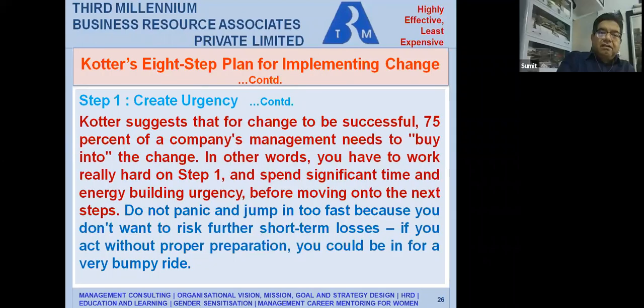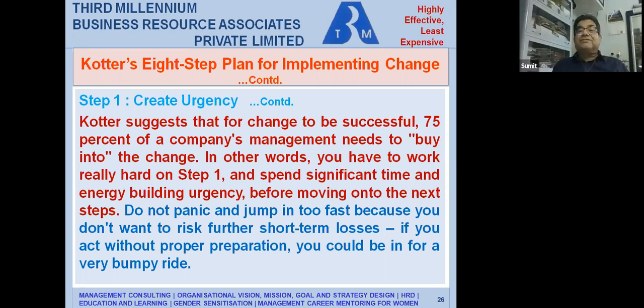So as far as creating urgency is concerned, see the percentage Kotter has given. For change to be successful, 75% of a company's management needs to buy into it. Buy into means getting convinced about the change. In other words, you have to work really hard on step one and spend significant time and energy building urgency before moving on to the next step, right?